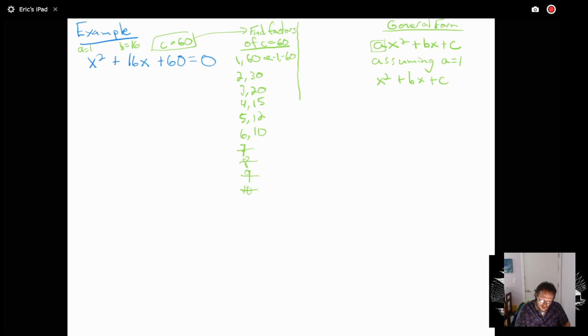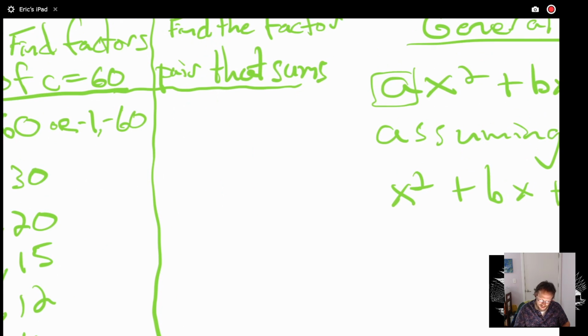And now to factor, I'm going to consider for each of those, I want to find the factor pair that sums to b, which equals, and what was b? 16.